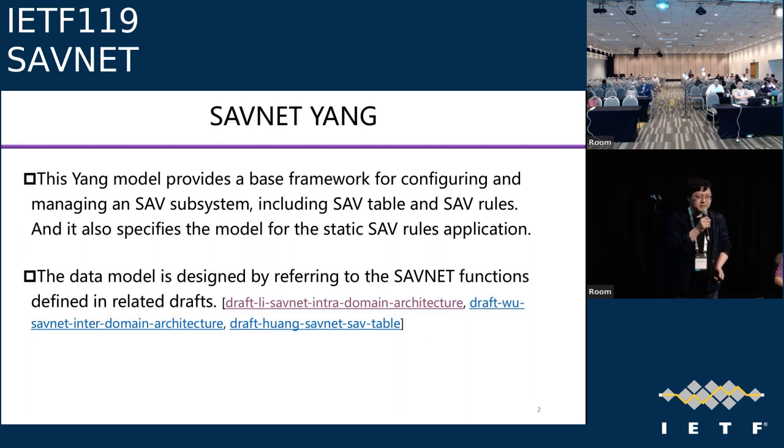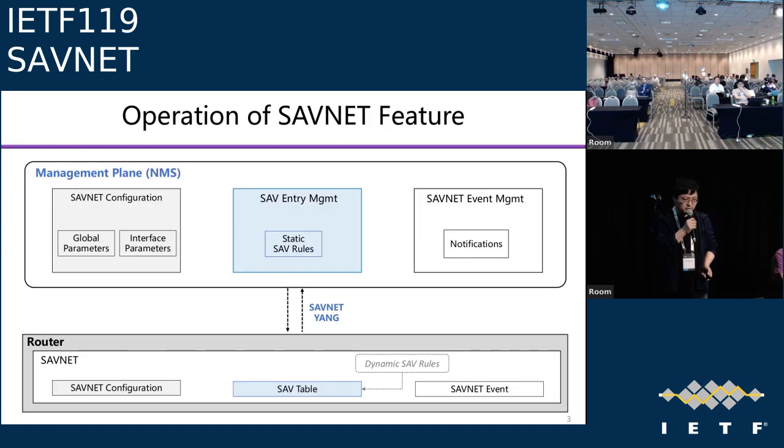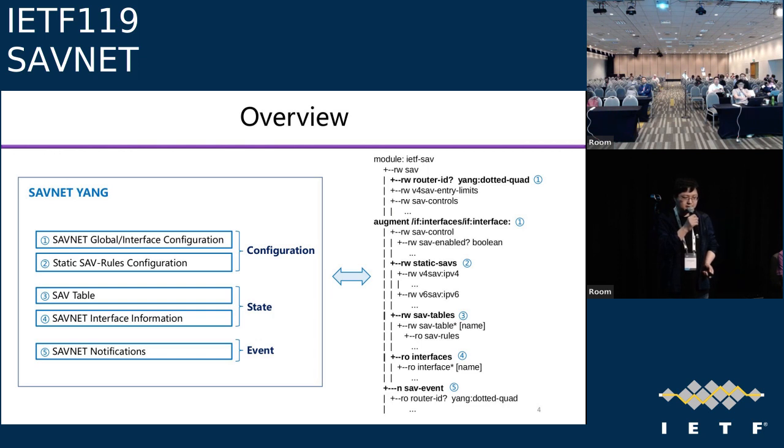The Savnet YANG model provides a base framework for configuring and managing the SAV subsystem, including SAV table and SAV rules. The data models are decided by referring to the Savnet functions defined in relative drafts. The Savnet YANG is an interface between the management plane and the device plane. The Savnet YANG consists of three functions: configuration, state, and event report.